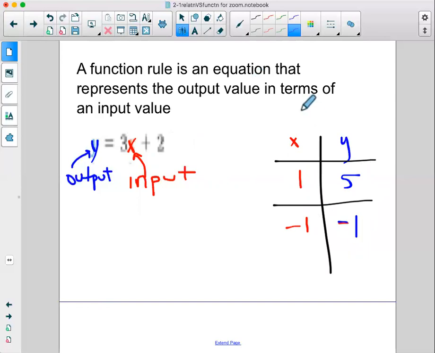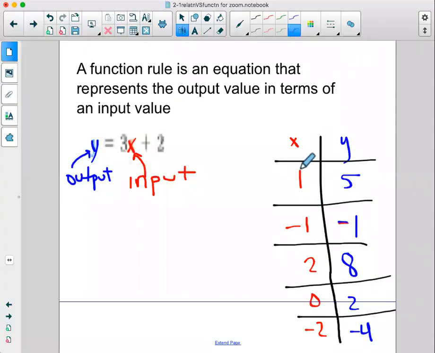Pause the video and you may find a couple more output values. Put in the number 2, put in 0 for input, and put in -2, and decide what the output values will be for those input values for this function rule. And then press play for the solution.